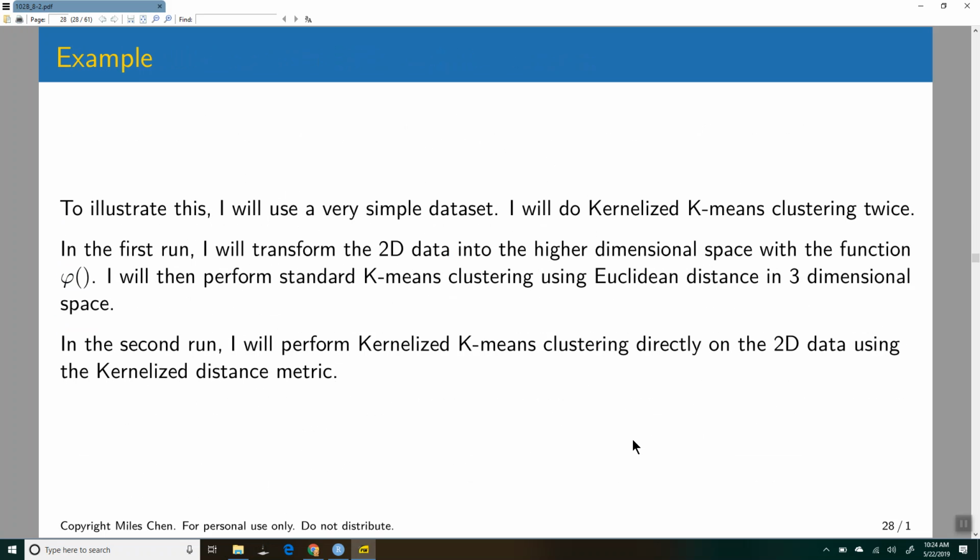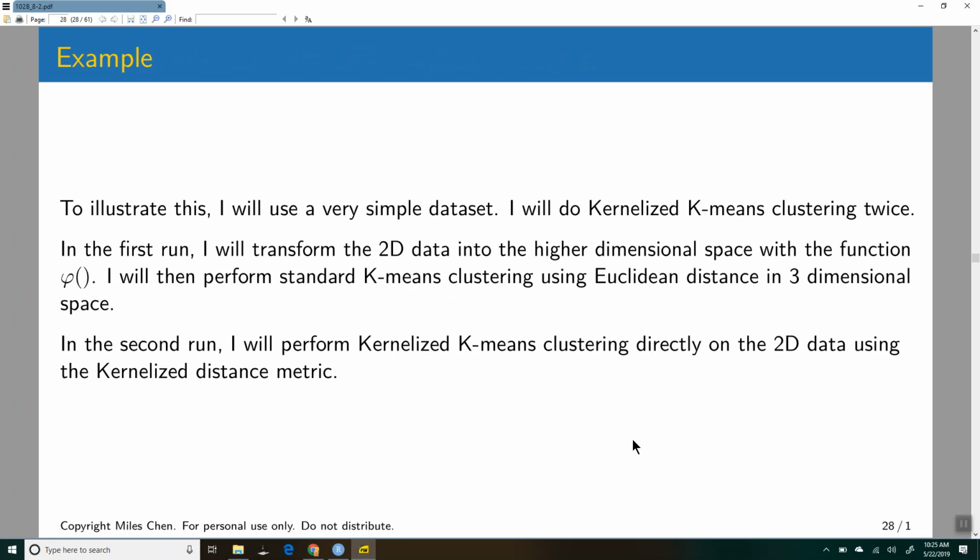So I'm going to start off with this very simple data set, and I'm going to show you what it's technically doing mathematically. I'll start off with the data in 2 dimensions and transform it into 3 dimensions, so we can actually picture it. Then we'll find the centroid the regular old-fashioned way in 3 dimensions, find the distance in 3 dimensions, and do regular K-means clustering with Euclidean distance in 3 dimensions, okay? And then we get the distance to the centroids and all of that.